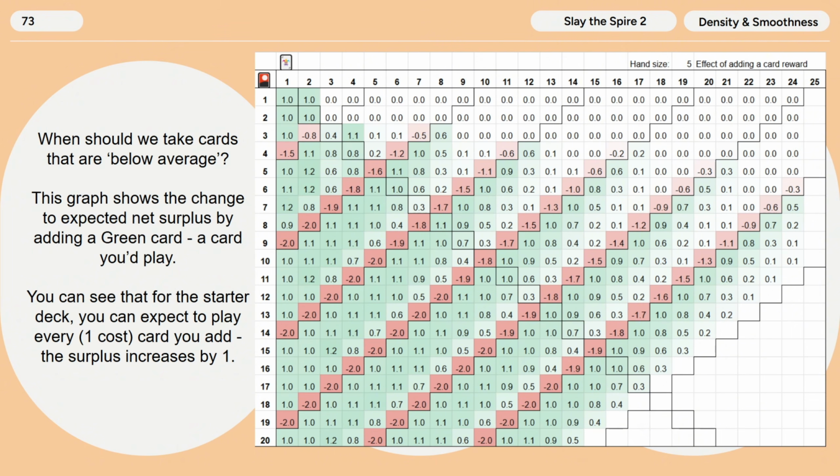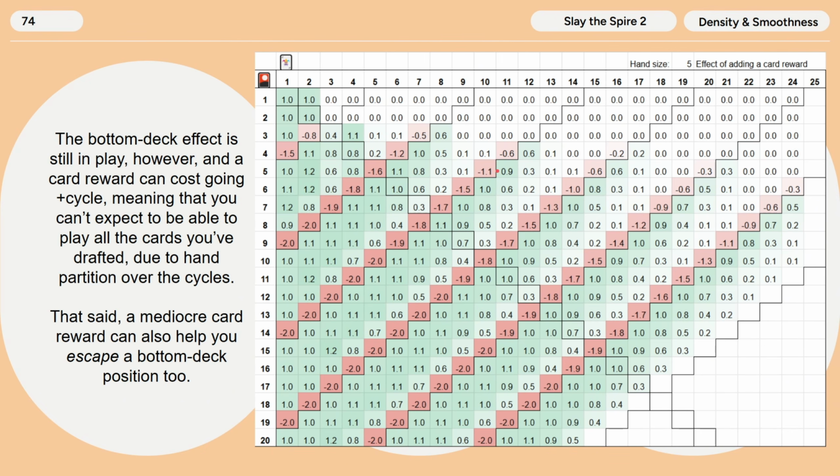So this graph shows the change in expected net surplus by adding a green card, a card you would play in your deck. You can see that for the starter deck, you expect to play every single card you add. So down here, when your deck is bad, everything is 1. Anytime you add a card, you expect to play that card instead of a strike or a defend, and the surplus goes up by 1. Over here on the right-hand side, though, you do get diminishing returns from that impact, and there are lots of cases where adding a card actually makes it more likely that you would have to play strikes or defends. Your surplus goes down, and this is the bottom deck effect at play.